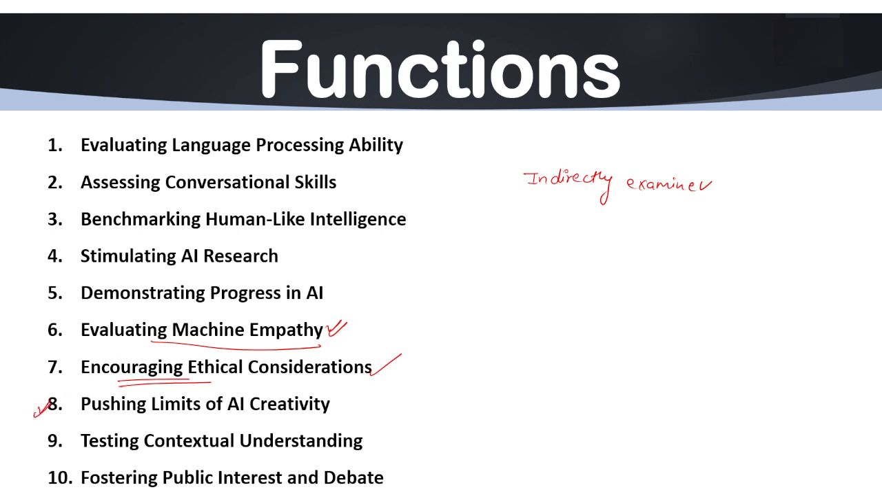Another point is pushing the limits of AI creativity. As we all know, AI is very smart and very creative. If we want to push its limits, then the Turing test can be used. Machines that pass the Turing test are expected to answer unpredictable human questions, encouraging research into AI's ability to think creatively and respond in non-formulaic ways. So it is very important that we push the limits of AI creativity.